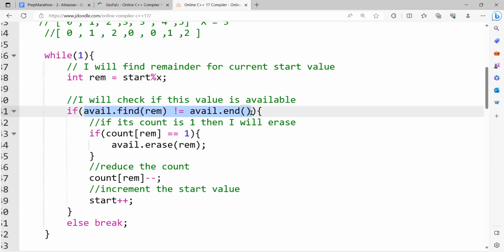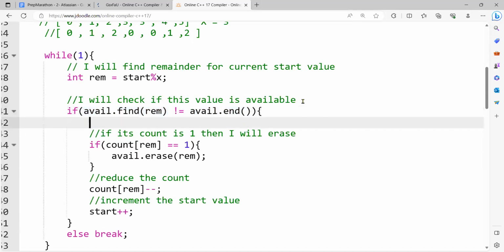What is the use of this set data structure? We are using it to implement this find function. Find function is nothing but it searches if this element is present or not. The time complexity of this is log of n because all set operations are log of n. Searching, deleting, inserting, every operation is log of n. If this remainder is present, it means I can get this value by adding.